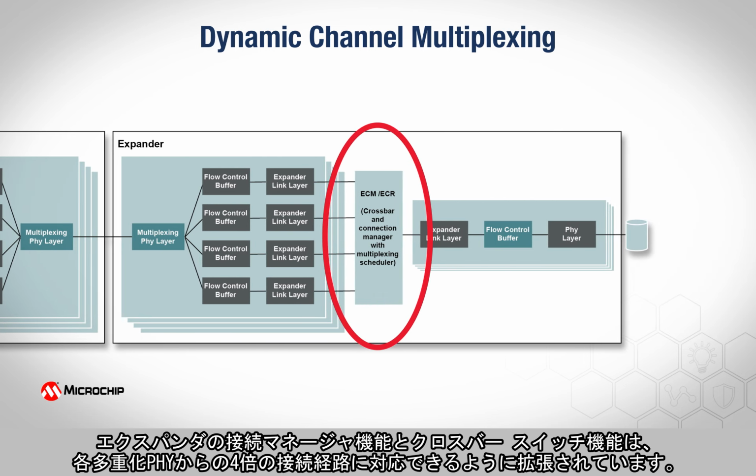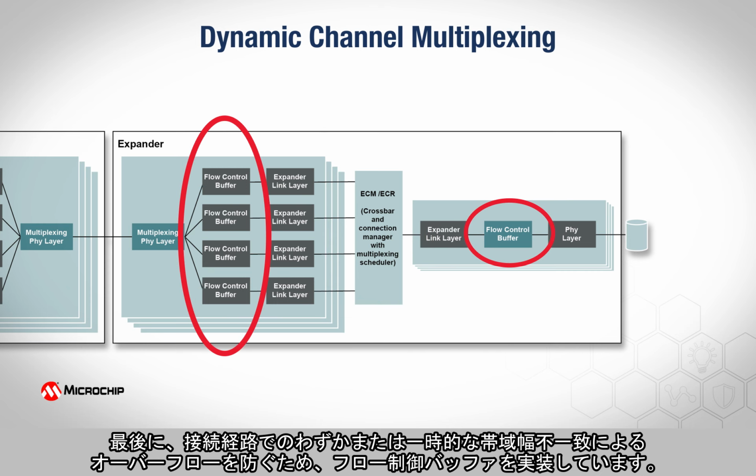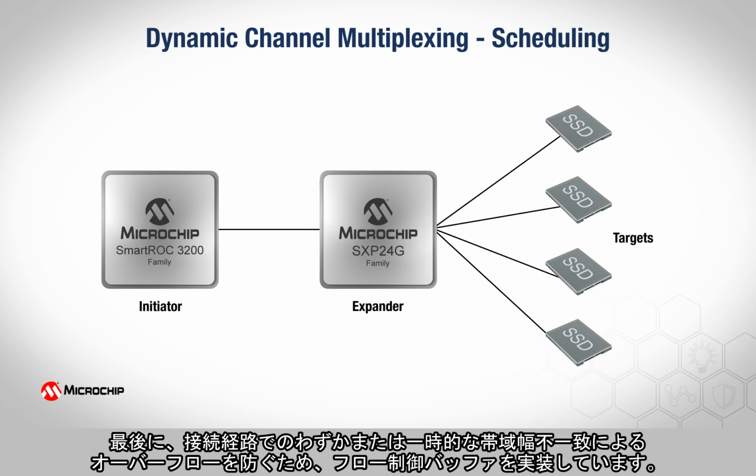The expander connection manager and crossbar switch functions are increased in size to accommodate four times the connection pathways from each multiplexed PHY. And lastly, flow control buffers are implemented to prevent overflowing connection pathways with slight and/or temporary bandwidth mismatches in the connection pathways.